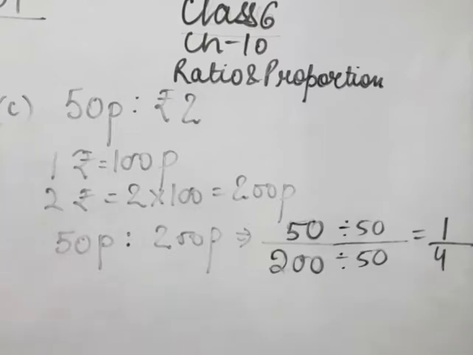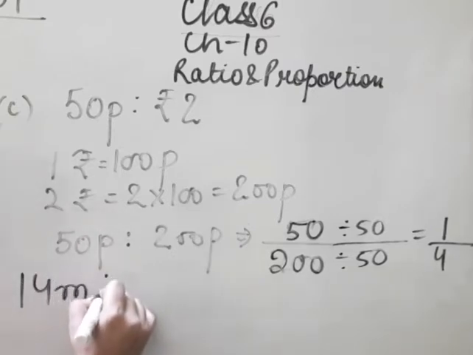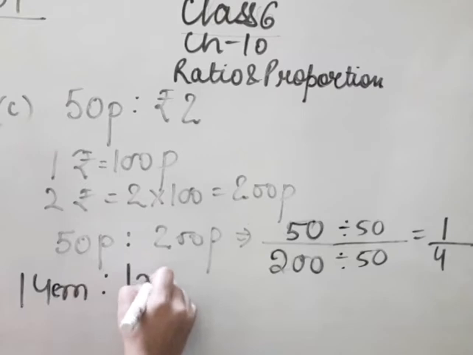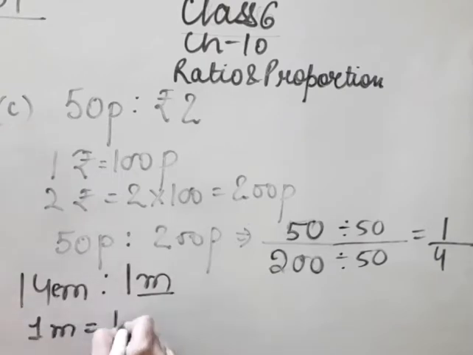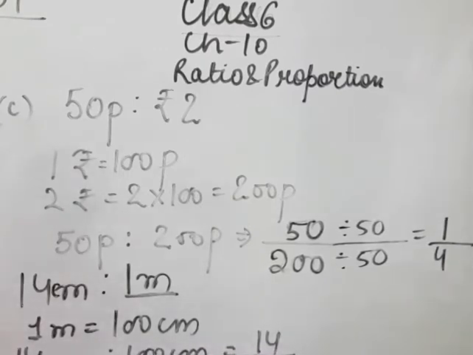Similarly, look at your D part. What is there in the D part? 14 centimeter ratio 1 meter. Now you have to convert this 1 meter to centimeters. As you know, 1 meter is equal to 100 centimeters. So in place of 1 meter you will write 100. So you will write 14 centimeter ratio 100 centimeter. Look, if the units were the same they would cancel out, so we don't need to write them in the ratio.